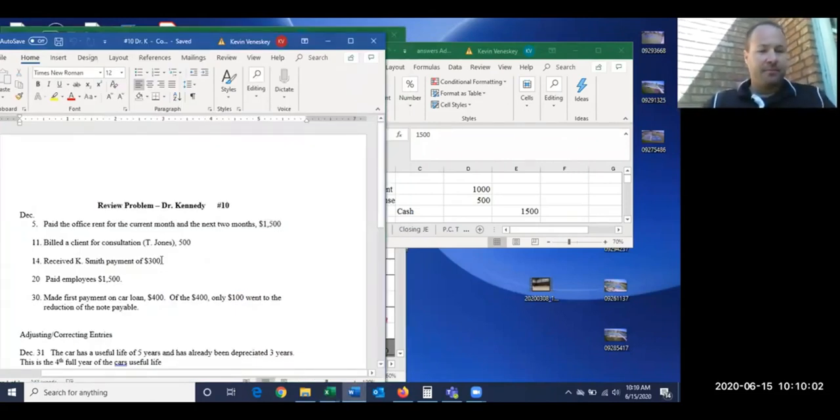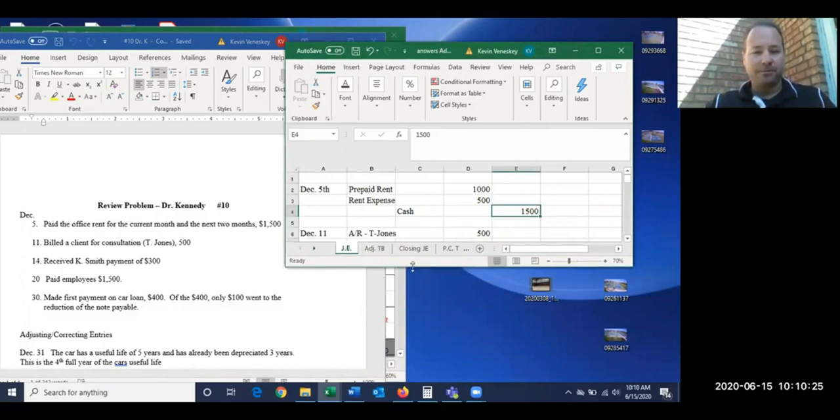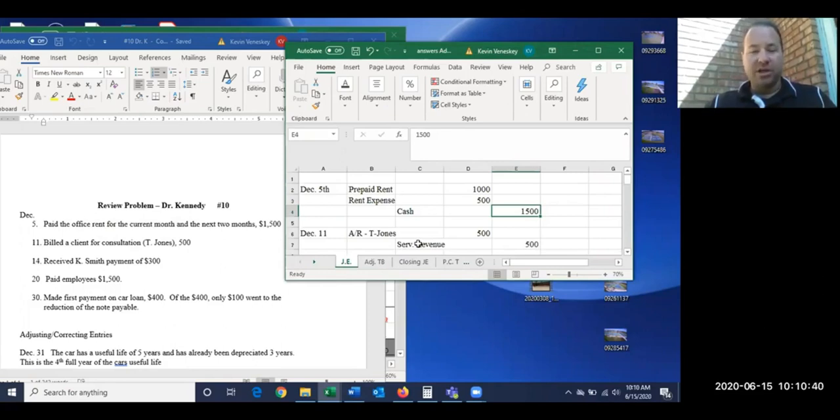December 11th. Billed a client for basically doing our job. We are maybe like a psychiatrist. Billed client for consultation, T. Jones, $500. Key word here is billed. So that means we didn't get the money. We're going to get a promise to be paid. So what did we get? We got an account receivable. And this is for a different person, so we're going to have a different T account. We don't want to put it in the same one as our K. Smith. And then why is T. Jones going to pay me? Because I did my job as the psychiatrist. $500.